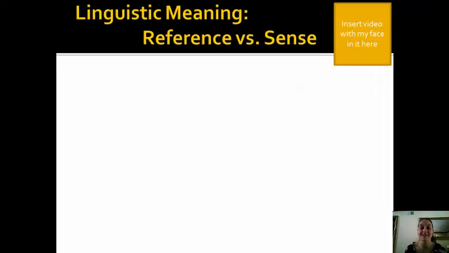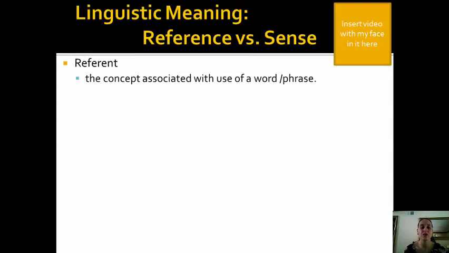Okay, so the first way we can conceptualize meaning is by associating a word or a sentence to its referent, or the entity that it refers to. The referent is, for our purposes, the concept that we form in our minds when we use or hear or read words and phrases like the ones we'll talk about today. So let's talk about reference, right? The concept associated with the use of a word or phrase.